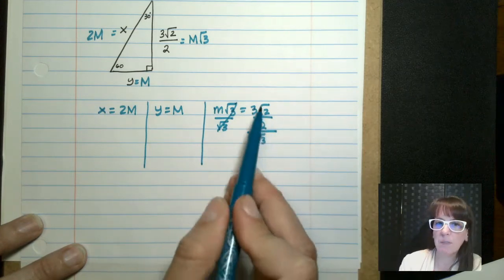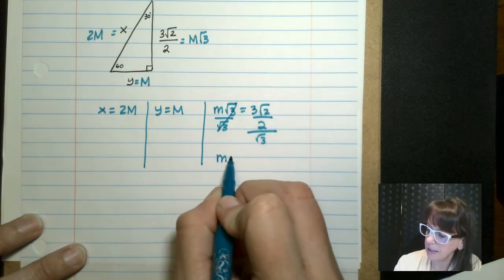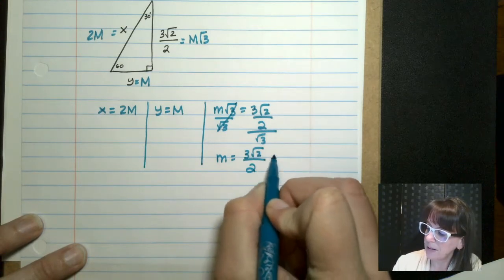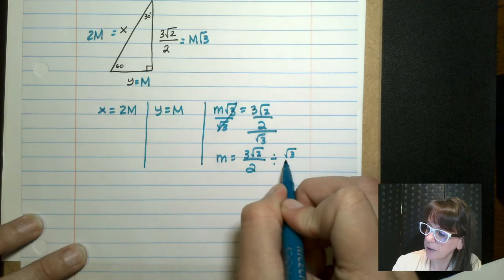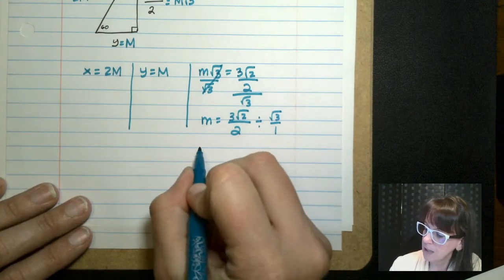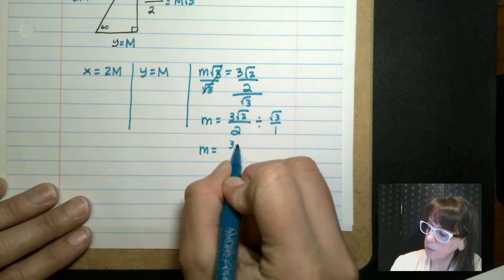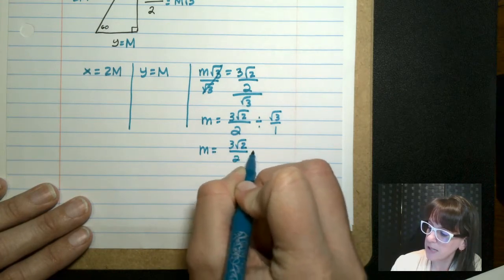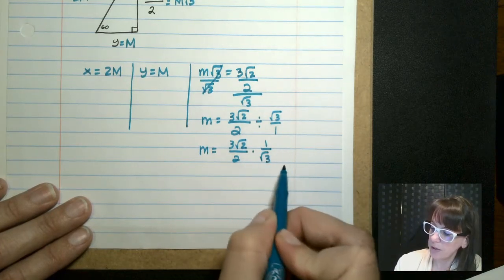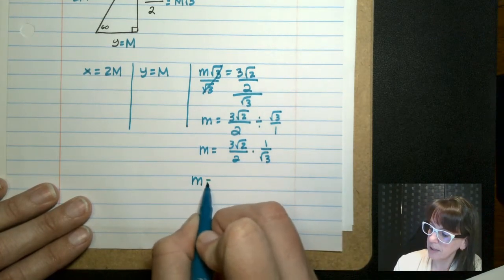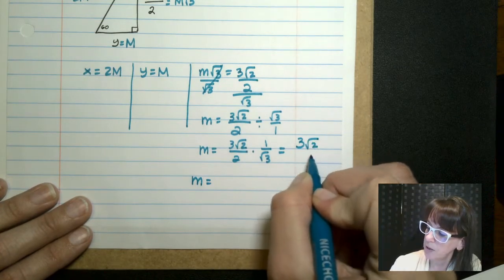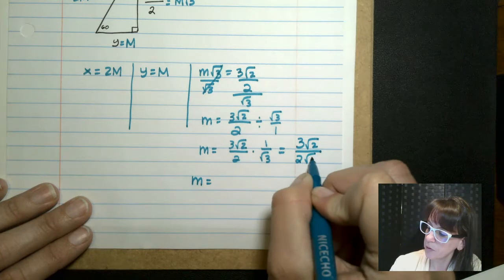So now I have a complex fraction here. I have m equals 3 root 2 over 2 divided by root 3 over 1. Remember, we never divide fractions, we multiply by the reciprocal. So m equals 3 root 2 over 2 times 1 over root 3. Okay, so now what we have is m equals, actually, let's do this over here. Multiply straight across the top, we get 3 root 2 over 2 root 3.